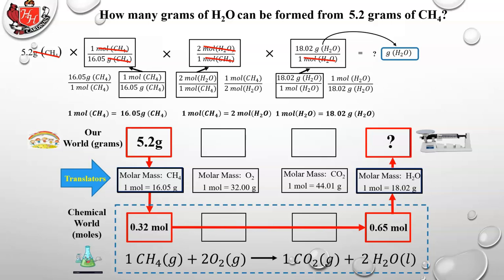All right, now we're going to multiply everything on the top: 5.2 times 1 times 2 times 18.02, and divide by everything on the bottom: divided by 16.05, divided by 1, divided by 1. When you do all of those numbers, you end up with 11.7 grams of H2O. And if you're so inclined, you can write that in your graphic organizer where the question mark is. That would be 11.7 grams. So that's how you do a 3-step mass stoichiometry problem.